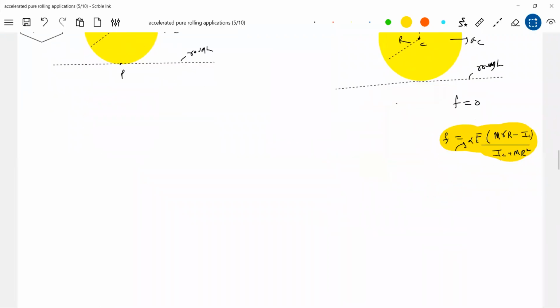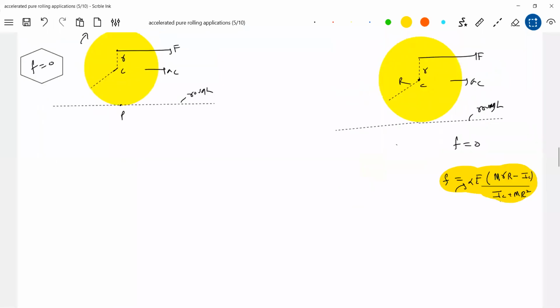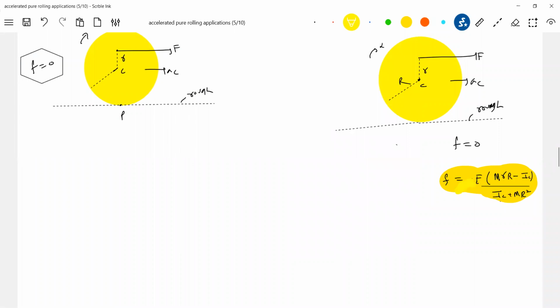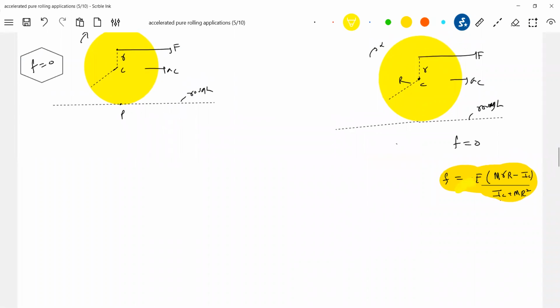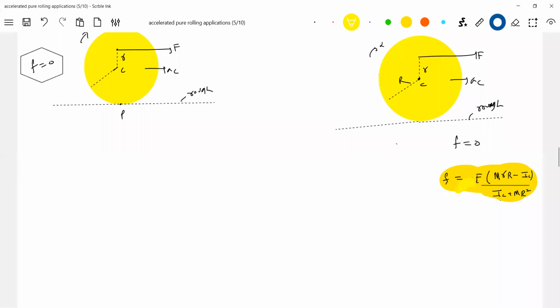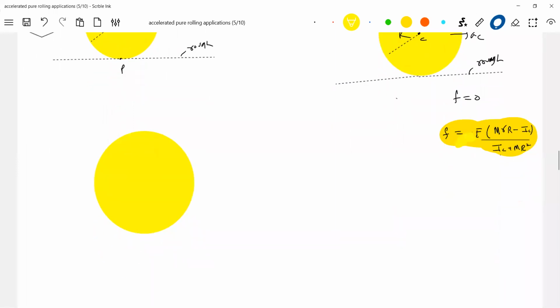Let me continue with this. And now we'll go for below the center of mass. Let me take the same solid sphere only. I'll continue with this one.